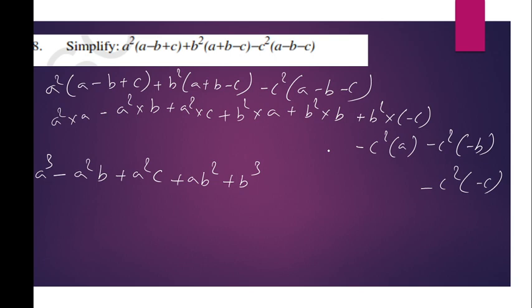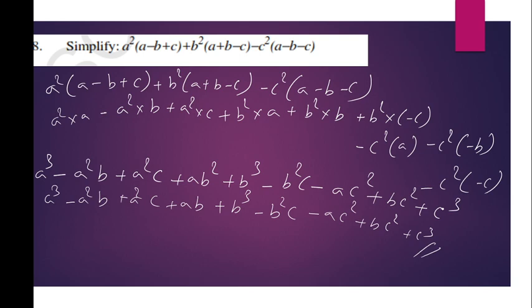Any other a square b terms? No. Minus a square b, a square c, no. Plus a square c, ab square, no. Plus ab square plus b cube minus b square c minus ac square plus bc square plus c cube. So there is no repetition of terms, that's why we have written it as it is.